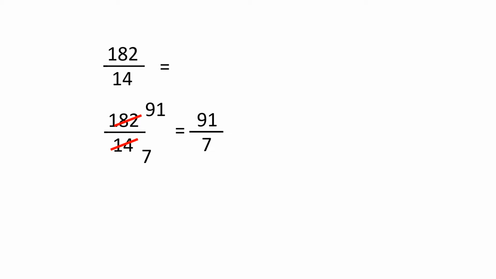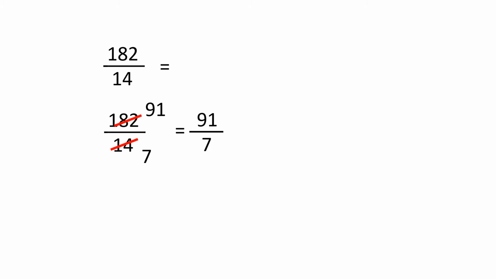Your turn. Pause the video and divide 182 by 14. We can take 2 out of both 182 and 14, and that gives us 91 divided by 7. 7 is a prime number, which means we can only get it by multiplying 7 times 1. So the question becomes, can we take a 7 out of 91? We want to split the 91 into numbers divisible by 7.